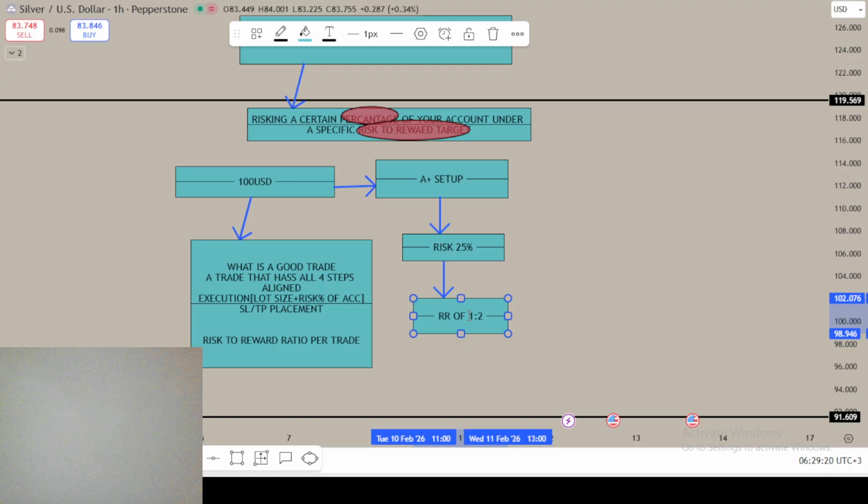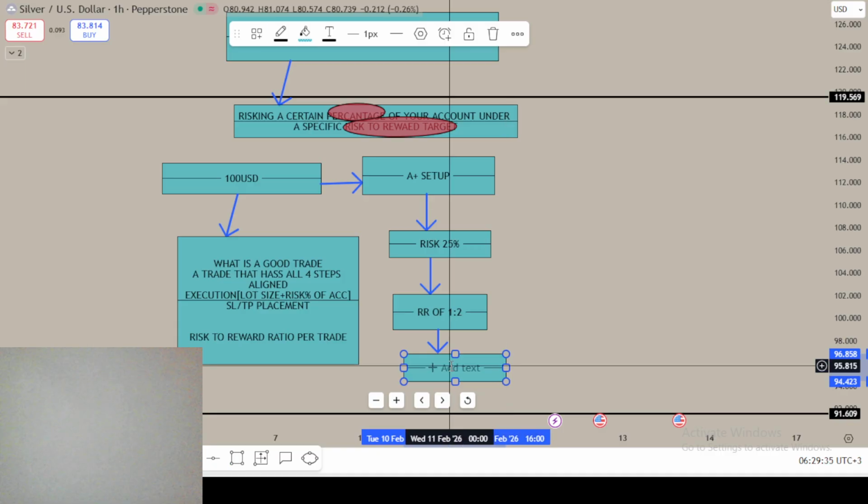So, what is 25% of 100 USD? 25% of 100 USD is 25 USD. So, risk is equal to 25 USD. If you do this and get a risk to reward ratio of 1 is to 2, you are going to make a profit.